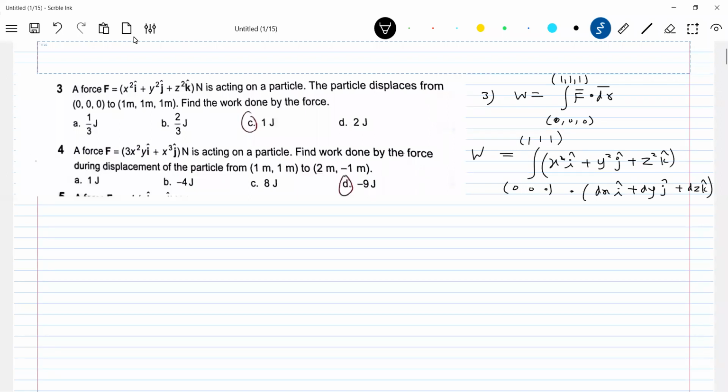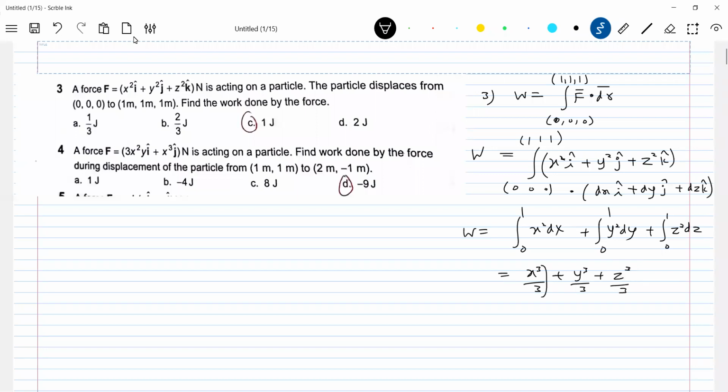Now the further expansion of this: i dot i will be 1. So this will be the integral of x square dx from 0 to 1. i dot j will be 0. i dot k will be 0. j dot j will be y square dy. So this should be x cube by 3, y cube by 3, z cube by 3.